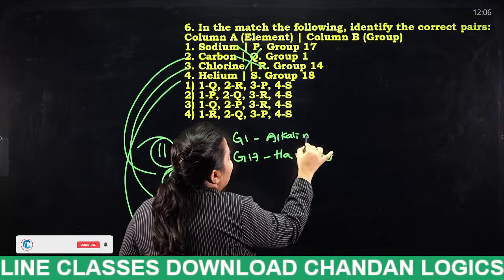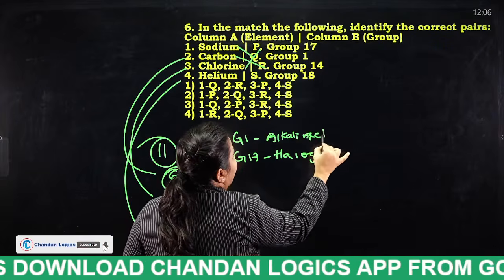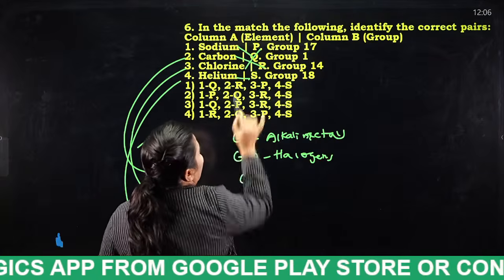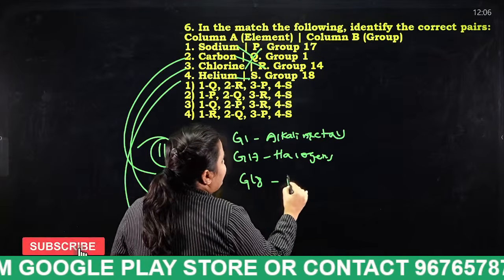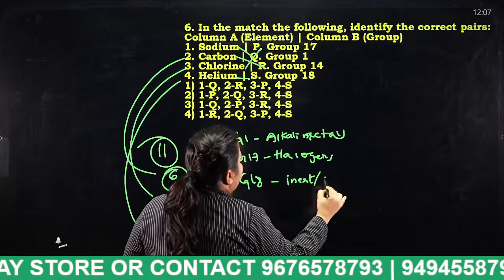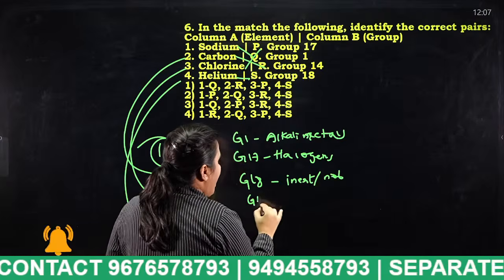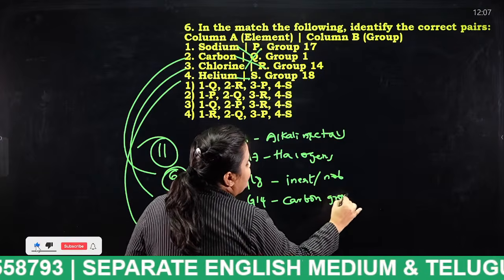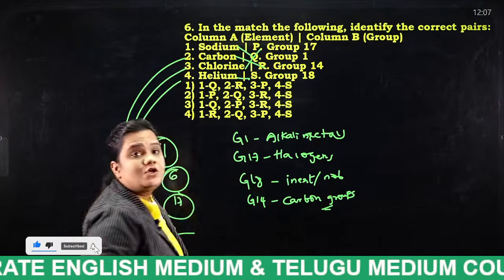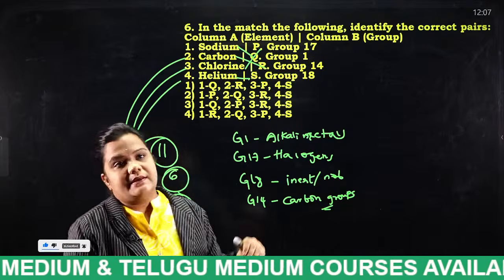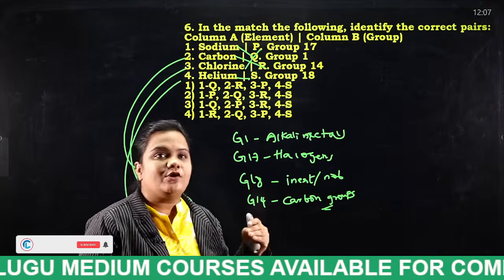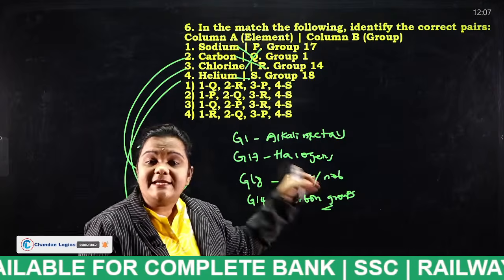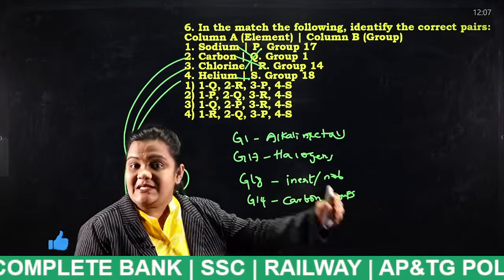Okay, alkali metals. Next, group 18, helium. Helium stands for group 18. Group 18 means inert gases or noble gases. Next, group 14 stands for the carbon group. Okay. So for each and every group, there will be a particular name, students. Yes, potassium is also stored in kerosene, even sodium is also stored in kerosene. Why? Because these two elements will react easily.